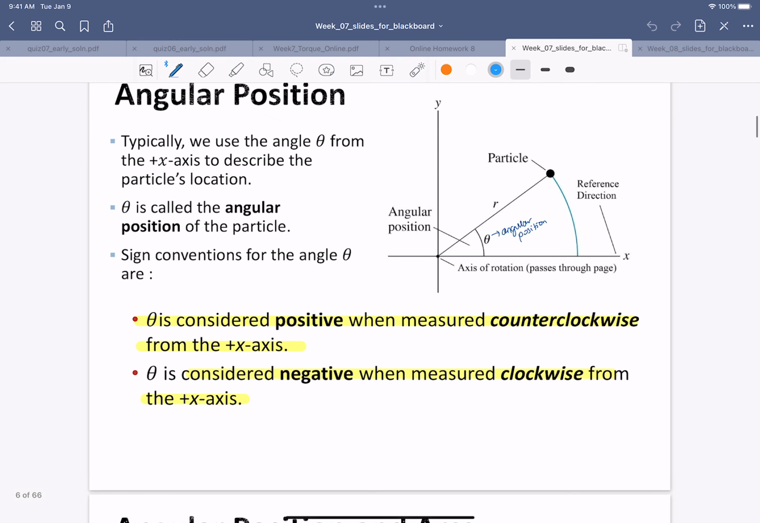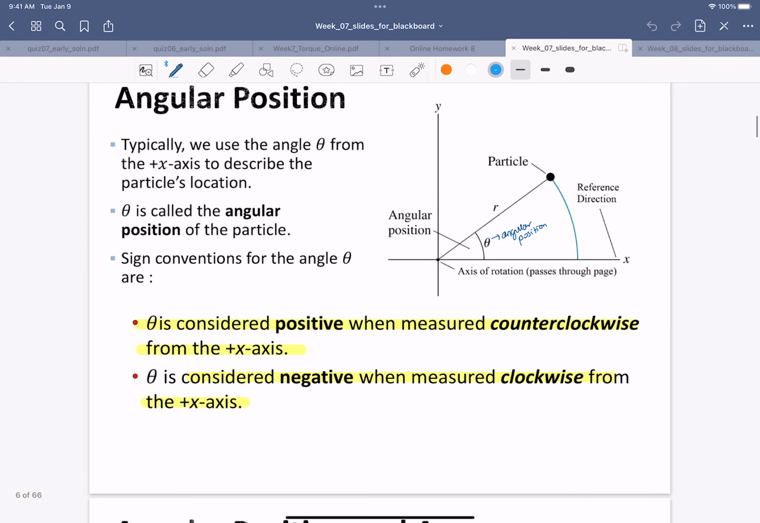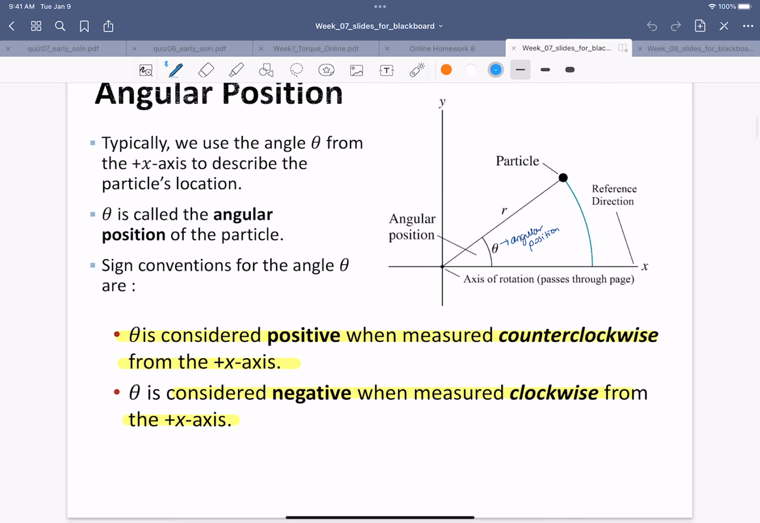So angular position is basically the equivalent of your displacement, right? So instead of a certain distance covered, we have an angle covered, right? We have theta, that's the angular position of an object or of a particle, right? So you cover a certain angle. That's kind of like your quote unquote distance or displacement from the x-axis, right?